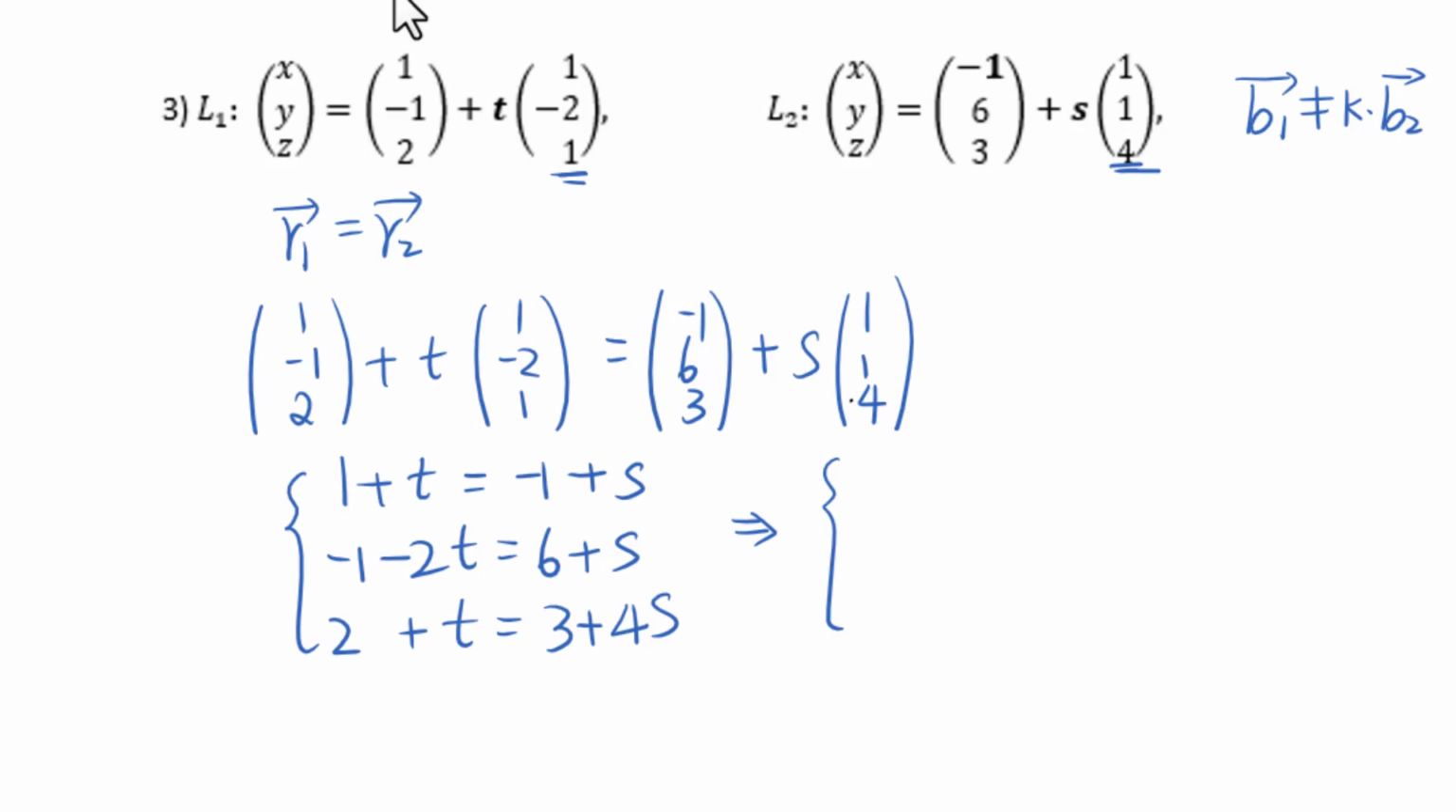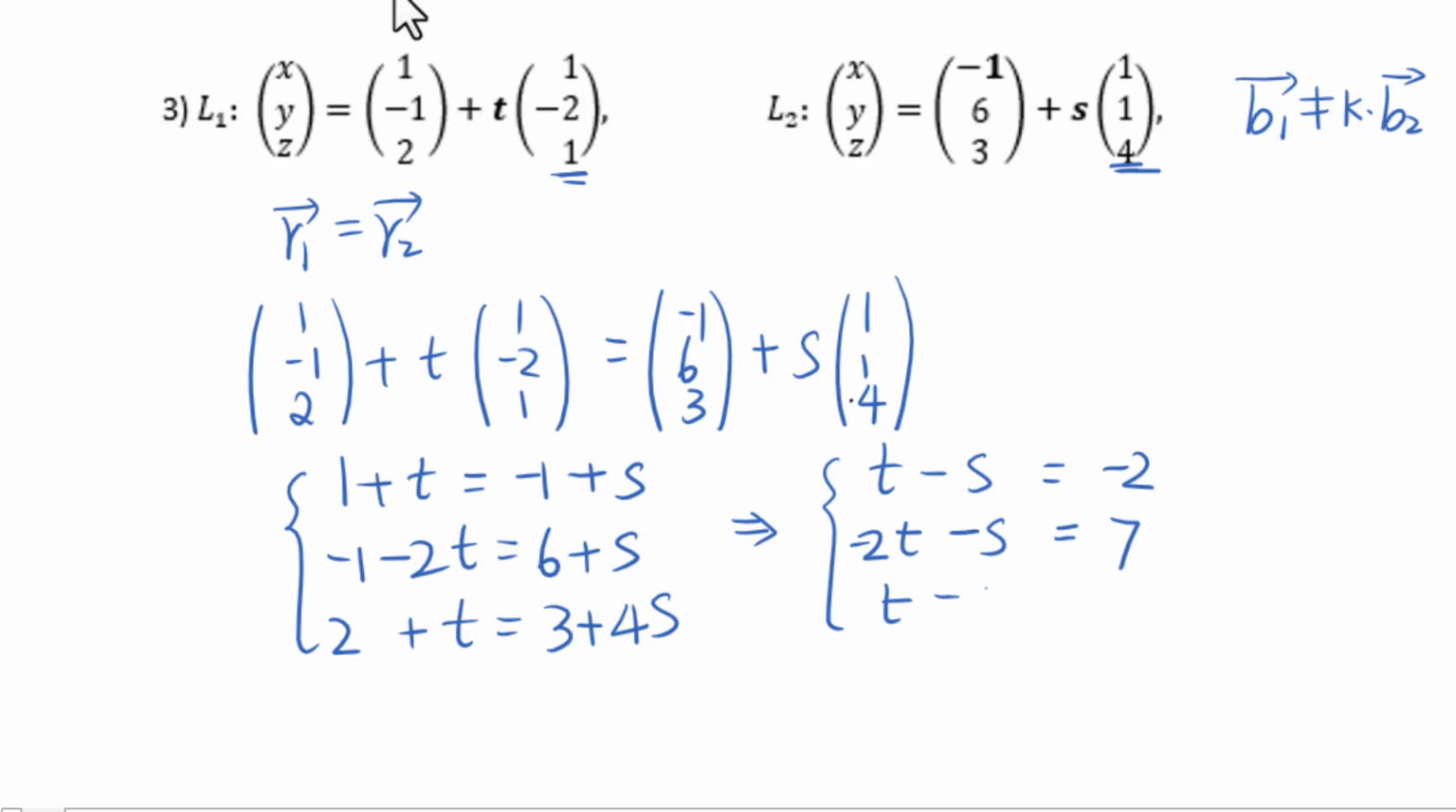Get t and s equals constant form. t minus s equals -2. -2t minus s equals 7. t minus 4s equals 1. Let's label equations 1, 2, and 3. We will solve these two equations.